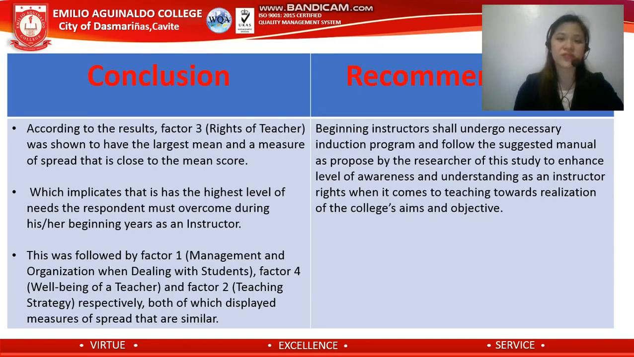And for our conclusion, according to the results, factor 3 was shown to have the largest mean and a measure of spread that is close to the mean score, which implicates that it has the highest level of needs the respondent must overcome during his or her beginning years as an instructor. And this was followed by factor 1, factor 4, and factor 2, respectively, both of which displayed measures of spread that are similar.